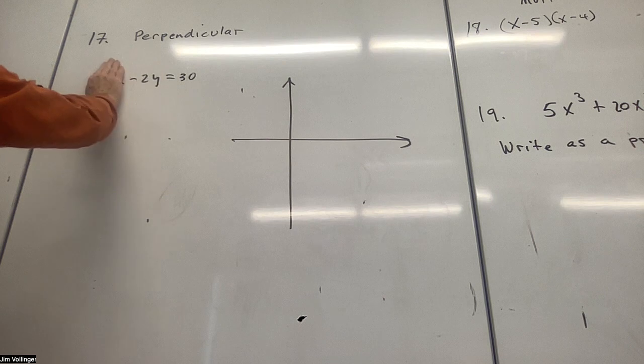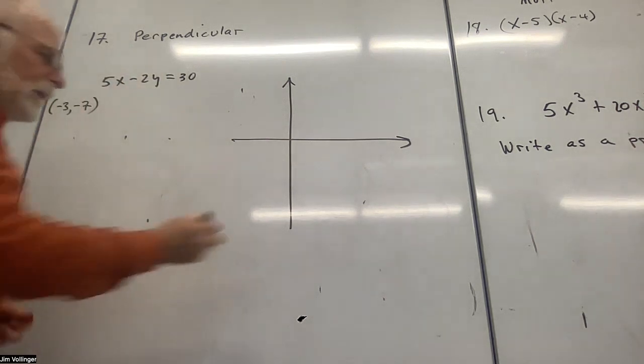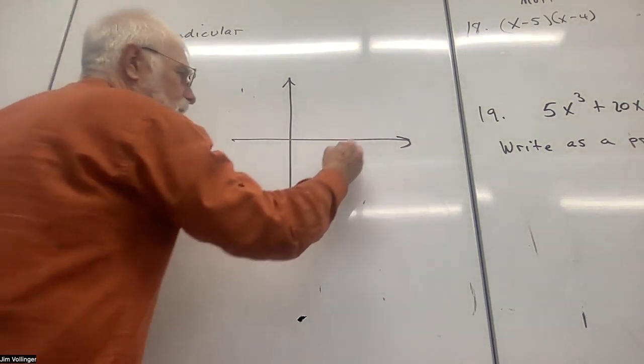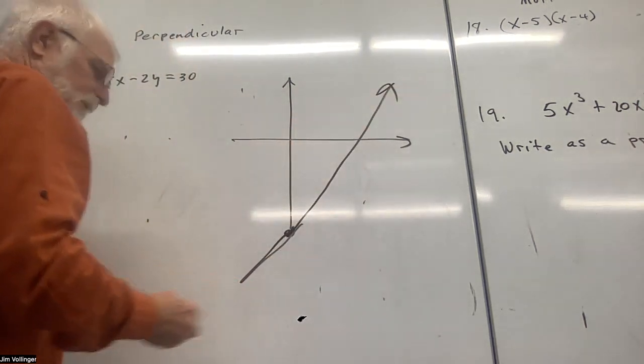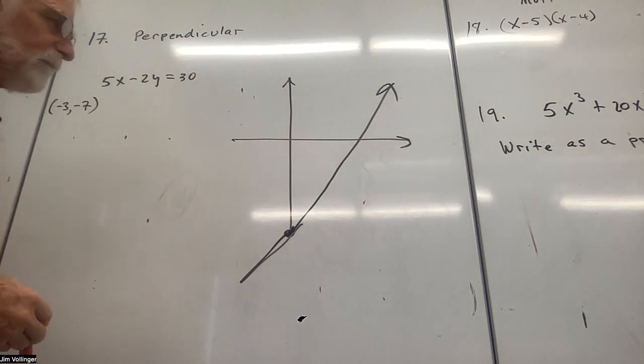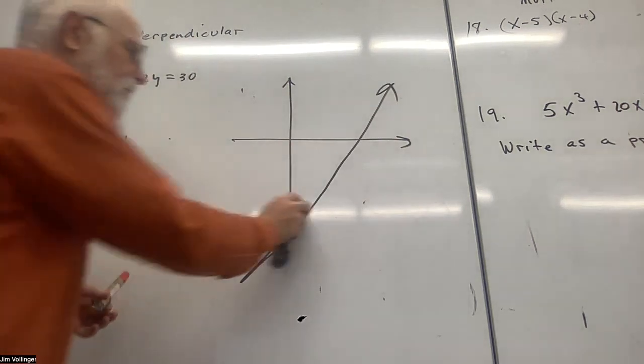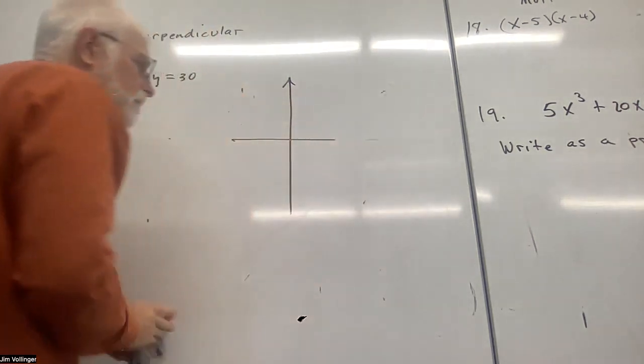So x-intercept of 6, y-intercept of -15. So we got something that looks like this. Probably steeper than that. It's definitely steeper than that. 6 units and 15. It's 2 to 1. So let me get rid of this.